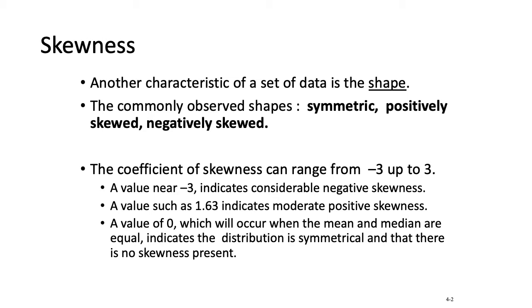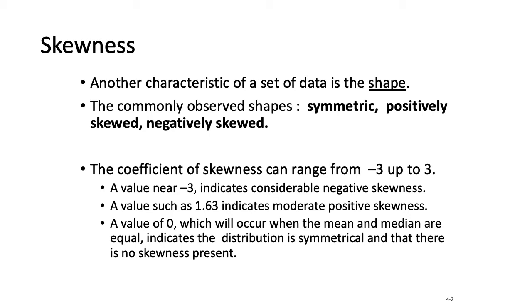One, data is symmetrical. Two, it is positively skewed. And three, it is negatively skewed. We've seen, based on a graphical representation, what this looks like. But in this section, we're going to quantify. The coefficient of skewness that we're going to be looking at is called the Pearson Coefficient of Skewness, and it ranges from a value of -3 up to +3.